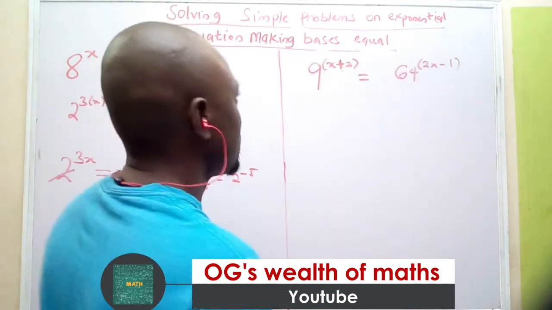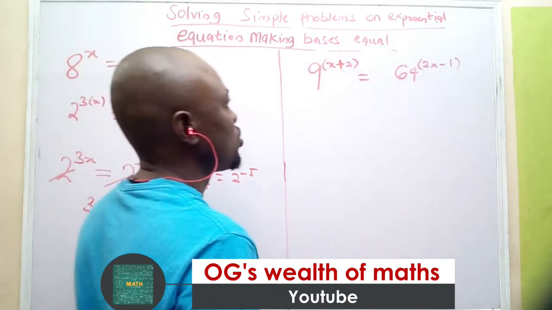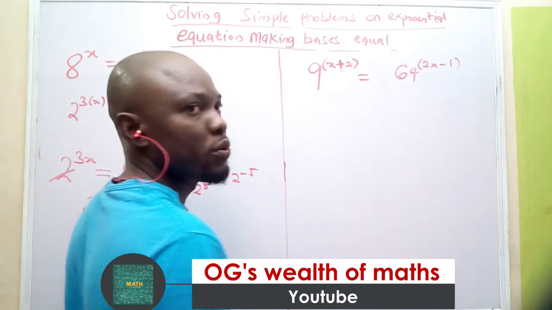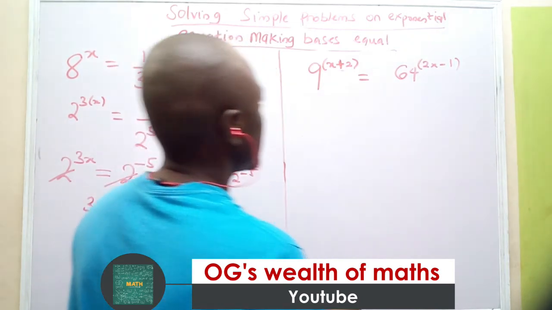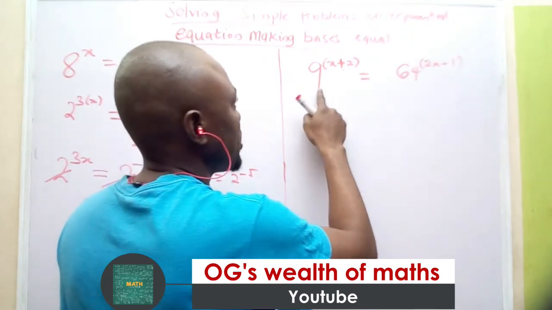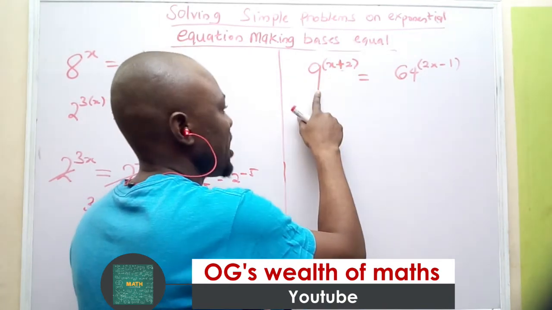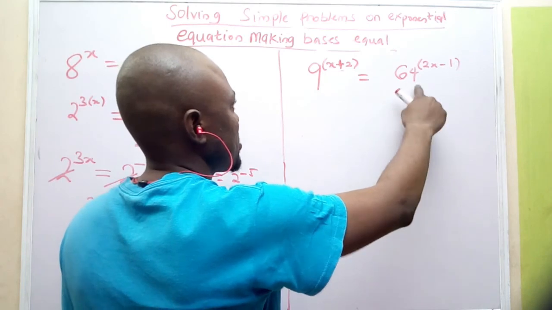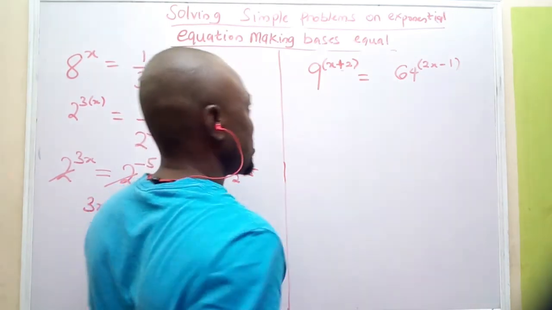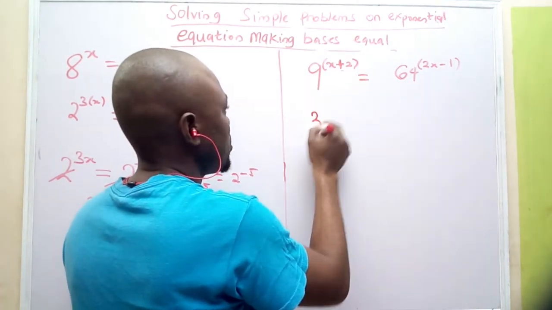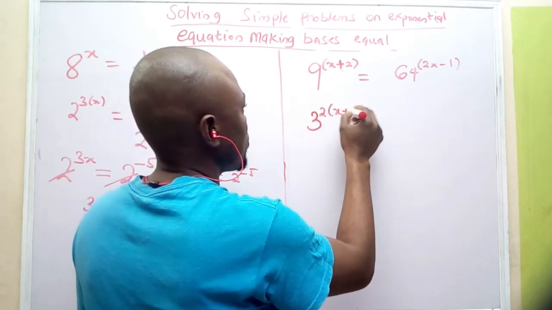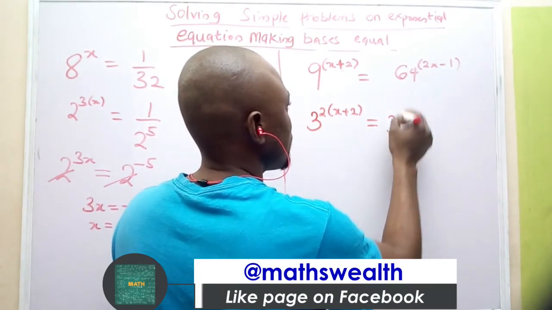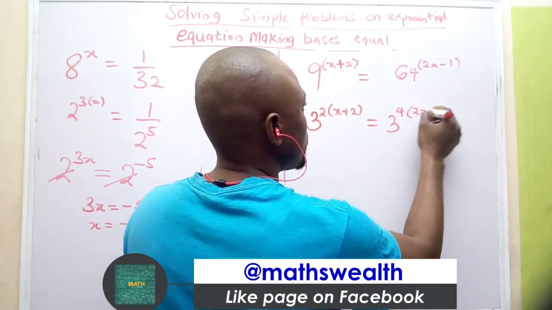Let's take one more question. In this question we have 9 raised to the power of x plus 2 equals 64 raised to the power of 2x minus 1. What we need to do is to ensure that they both have the same base. This has the base of 9. If I do 9 raised to the power of 2, that will give me 81, and I need 64. So I'm not going to use 9 as a base. I can use 3 to the power of 2, all raised to x plus 2, equals 3 to the power of 6, all raised to 2x minus 1.